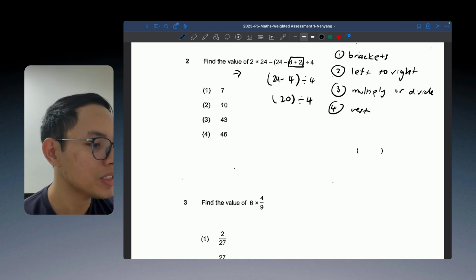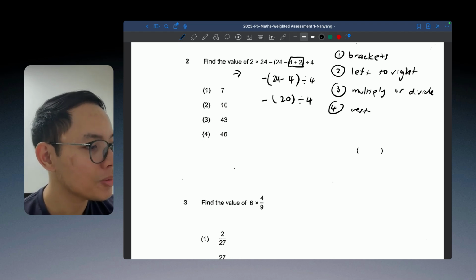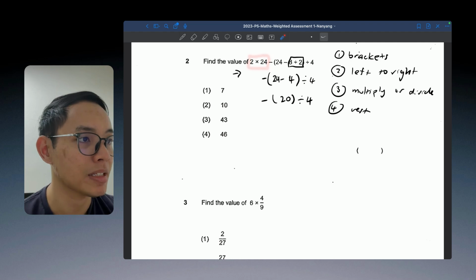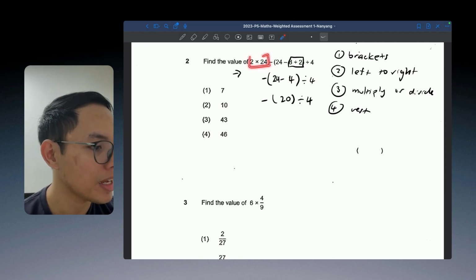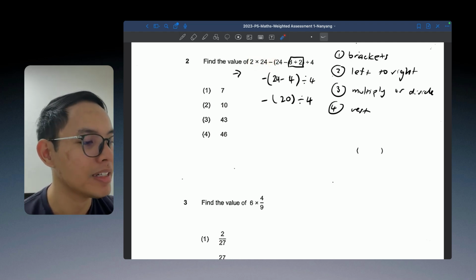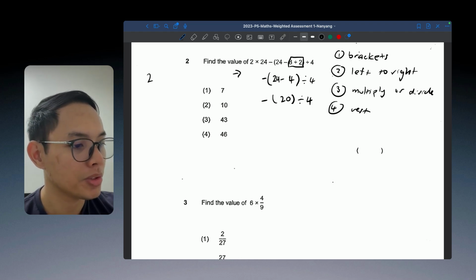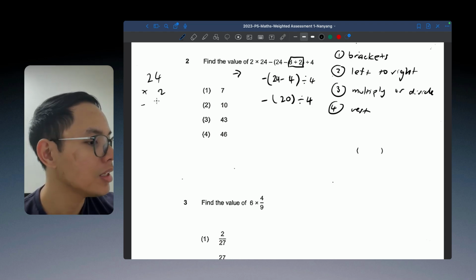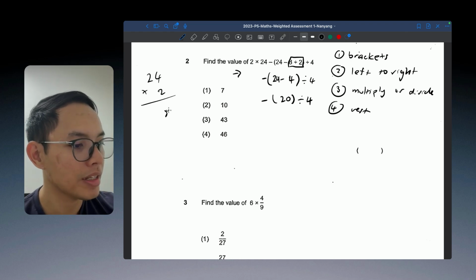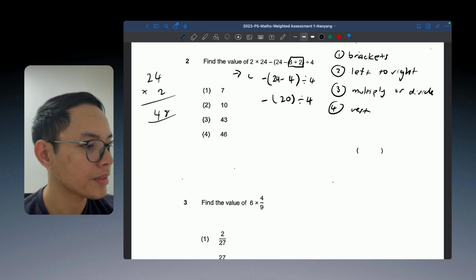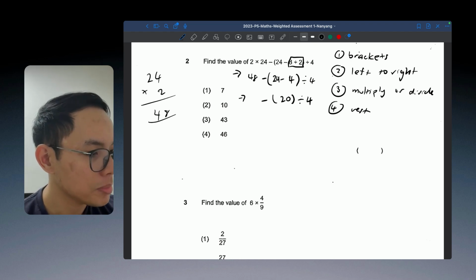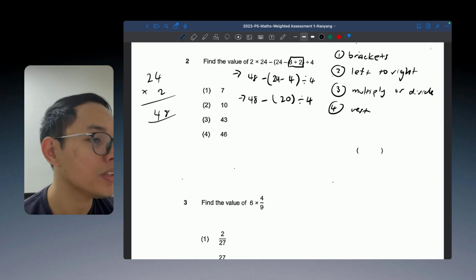Since there's a minus over here, and this is outside the brackets, we can start with that as well. So 2 times 24, or if you want to do 24 times 2, then you can just put here 8 4, right? So 48. Okay, 48, and then this will be 48 minus 20 divided by 4.